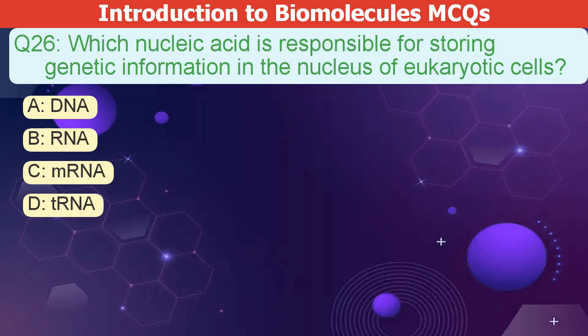Which nucleic acid stores genetic information in the eukaryotic cell nucleus? A. DNA. B. RNA. C. mRNA. D. tRNA.